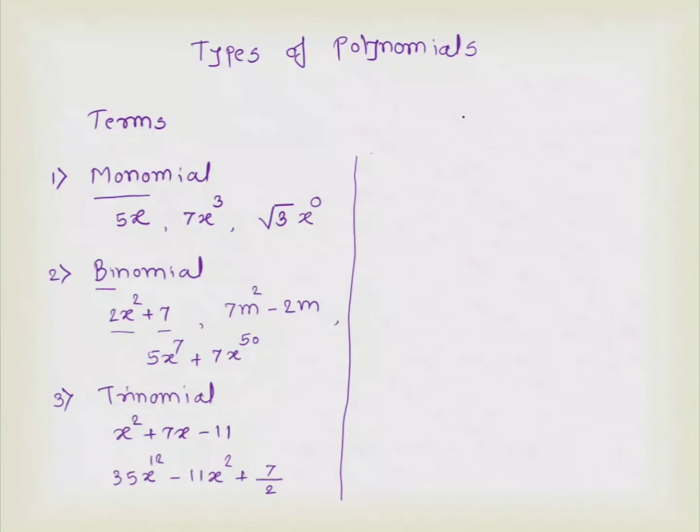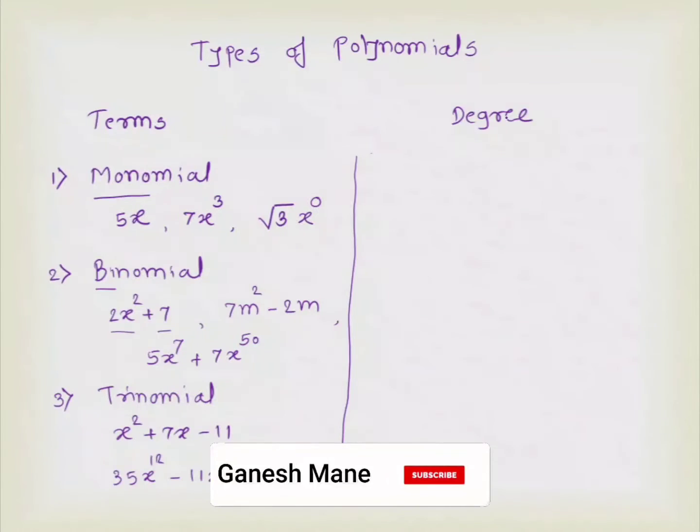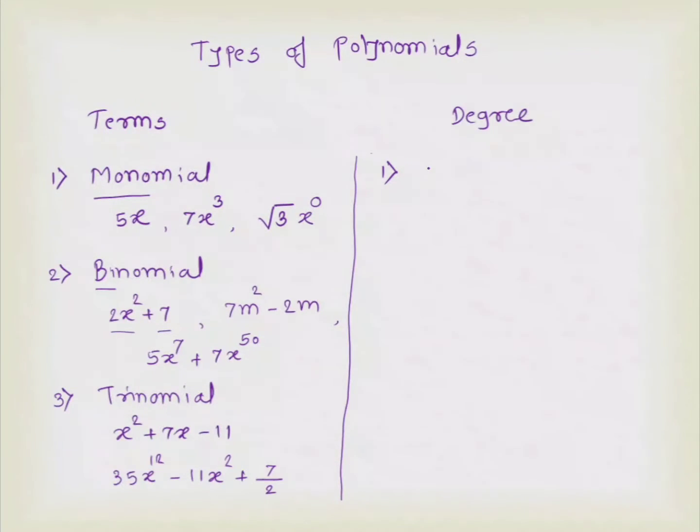Now there is another criterion on which the polynomials are divided, that is the degree of the given polynomial. The first type of polynomial based on the degree is a linear polynomial. That is, if the degree of the given polynomial is 1, then it is called a linear polynomial. For example, 7x plus 11. If you consider this polynomial, the degree is 1, that is, the highest power of the variable it contains is 1, that's why it is called a linear polynomial.